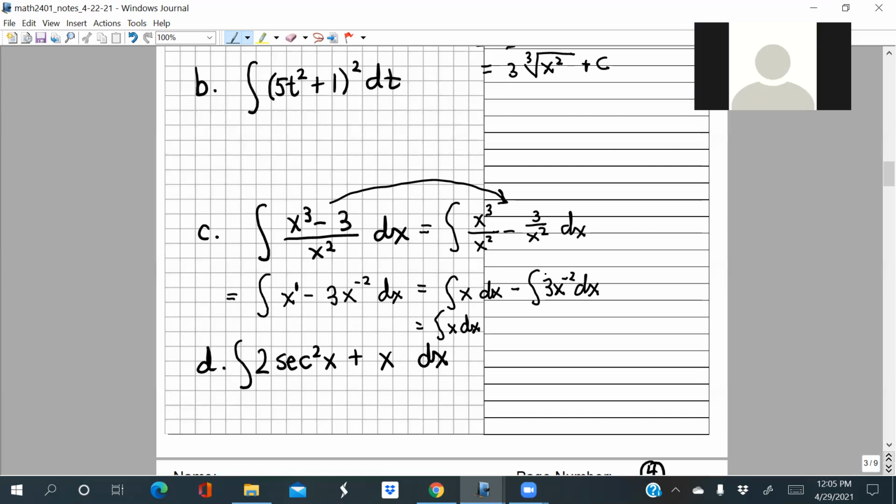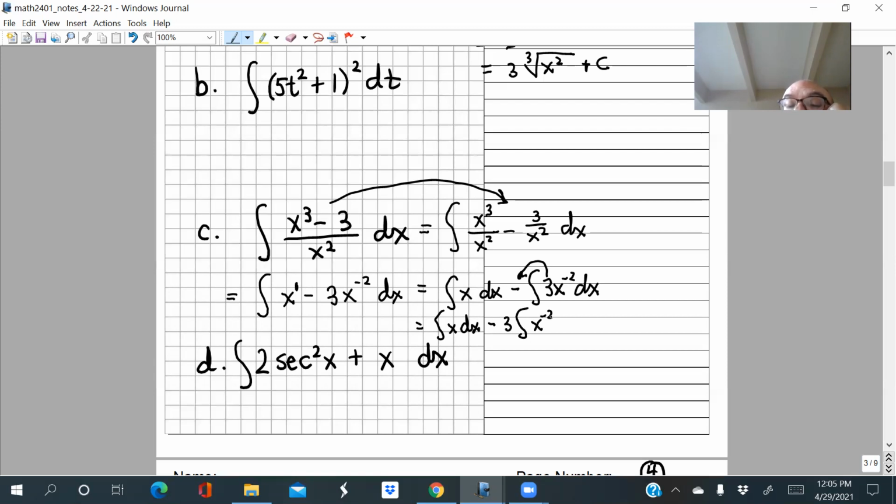Bring it in front, right. So this is really the antiderivative of x minus 3 times the antiderivative of x to the minus 2 power. I'm going to run myself out of room here, but that's good because we're almost finished. All right, now you really definitely see all we have are powers of x. This is x to the first power, and this is x to the minus 2 power, right?